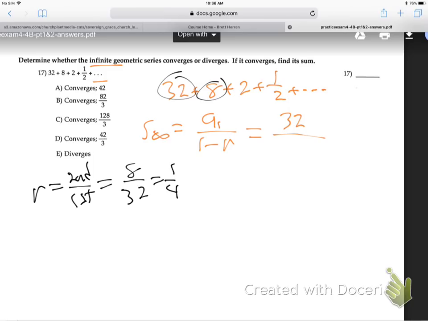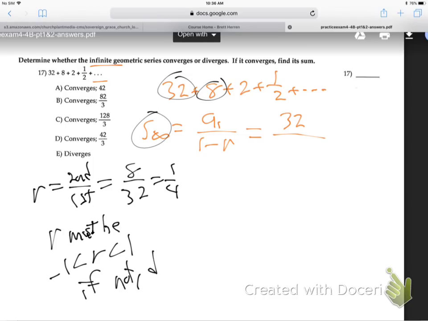Now remember, there's a test. You can't always use the S sub infinity formula. There's times when it diverges. Do you have that in your notes? R must be between negative 1 and positive 1. If not, it diverges. Right? R's got to be between negative 1 and positive 1. Remember, that formula is special. You can't just automatically use it. You've got to test R.